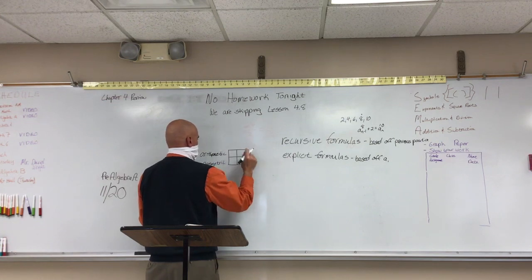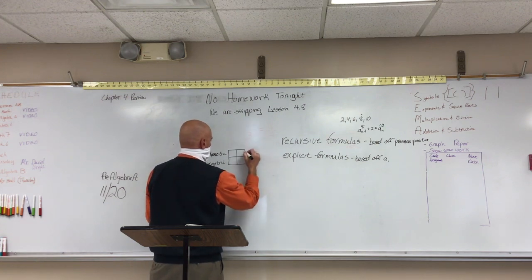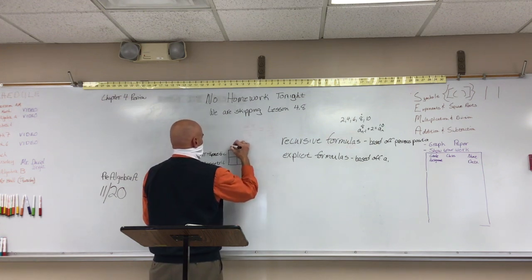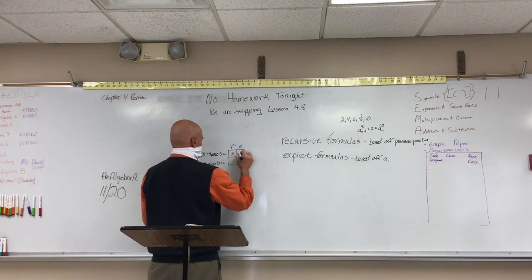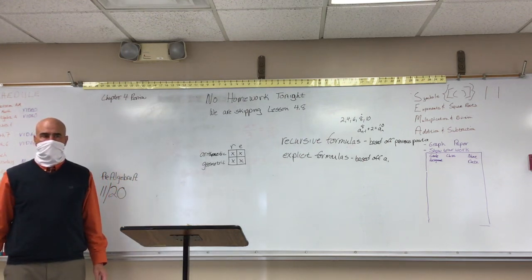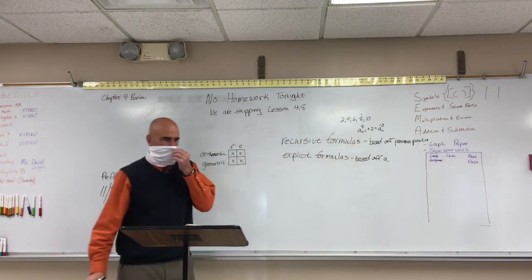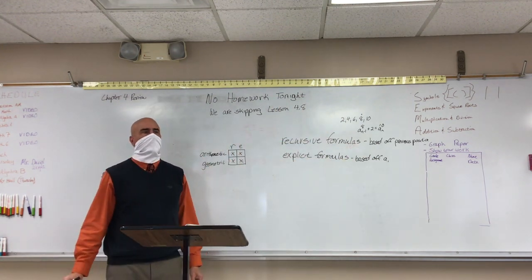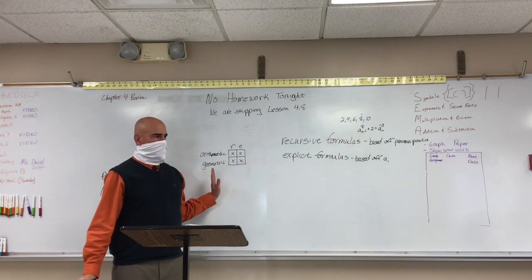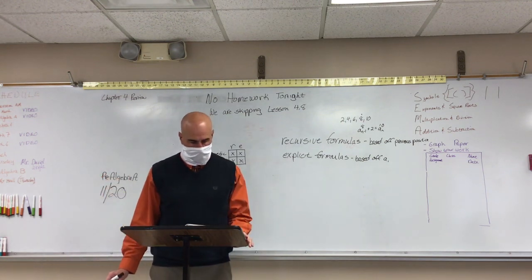And we have recursive and explicit. And we have both for both of them. Okay, so don't think that recursive might be arithmetic and explicit is geometric. Right? You have both types for both of them. Okay.